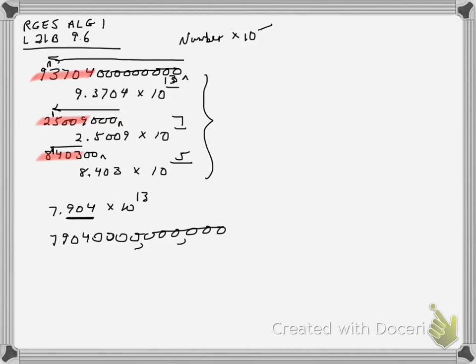Set some commas in there so I can make some sense out of it. And that would be 79 trillion, 40 billion. Okay. And you can see why I prefer scientific notation.